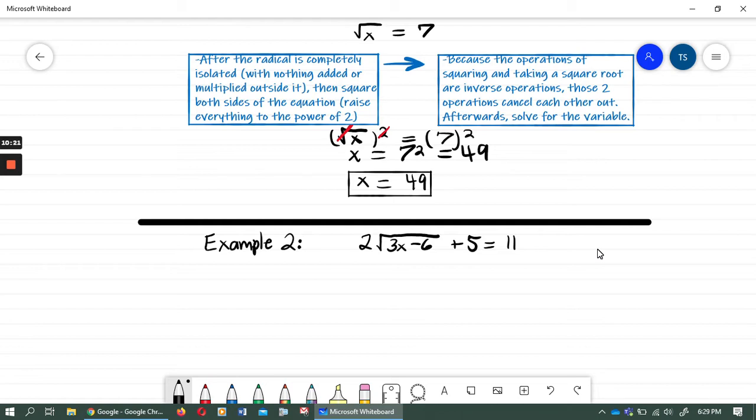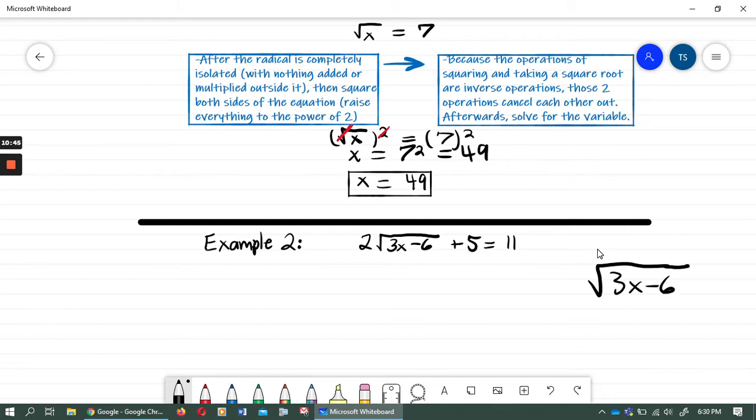So again, the first thing we want to make sure we do, because it is very similar to the first example, is try to isolate that radical. In order for this particular radical to be isolated, we would need to have that radical and only the stuff that is written inside the radical.